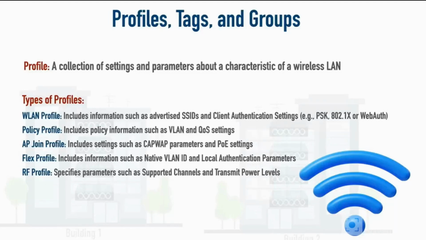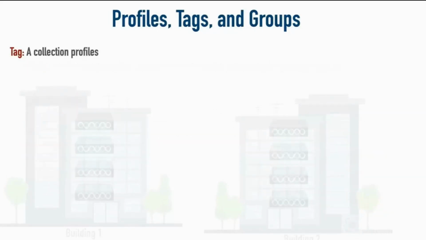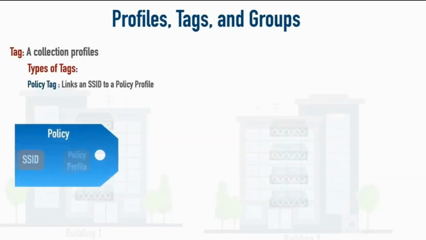Those are the profiles that we can have, different categories of wireless LAN characteristics, and then we can group these profiles into different tags. And there are 3 types of tags. The first one is a policy tag. This is going to link the wireless network name, the SSID, the service set identifier. It's going to link that SSID to the policy profile.